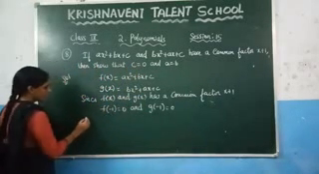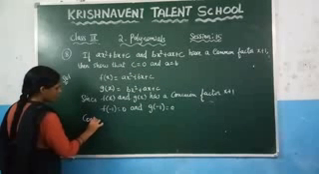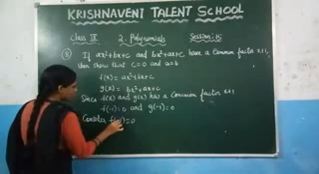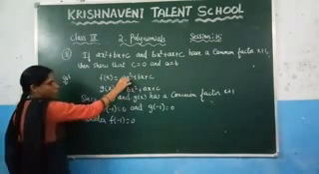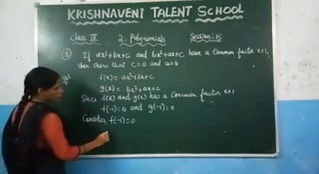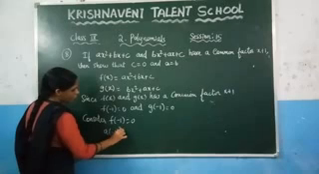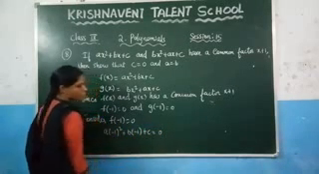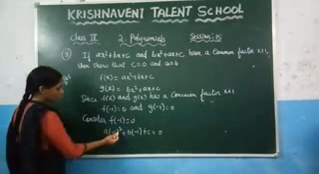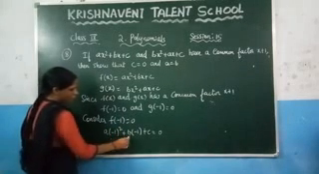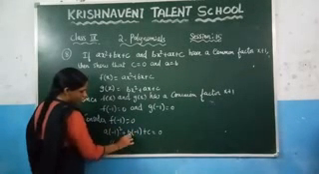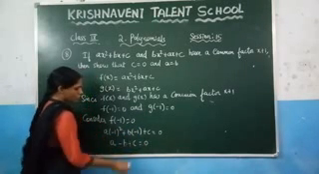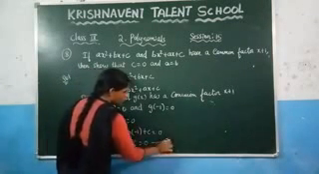Now consider f of minus 1 is equal to 0. That means in place of x, we need to substitute minus 1. So write it here: a into minus 1 whole square plus b into minus 1 plus c is equal to 0. What is the value of minus 1 whole square? It is 1. And b into minus 1 is minus b, plus c is equal to 0, so a minus b plus c is equal to 0. Let us consider this as equation 1.